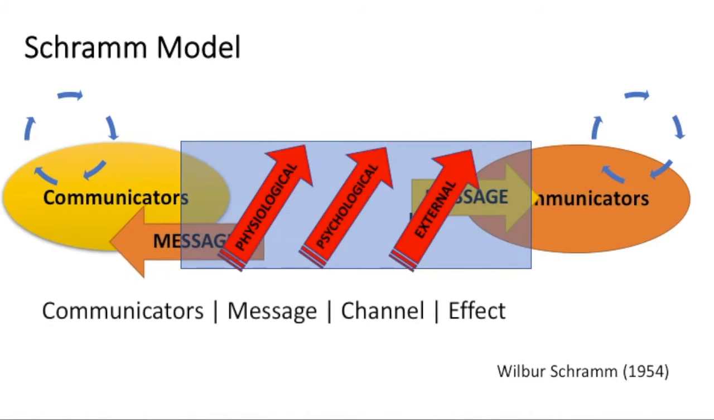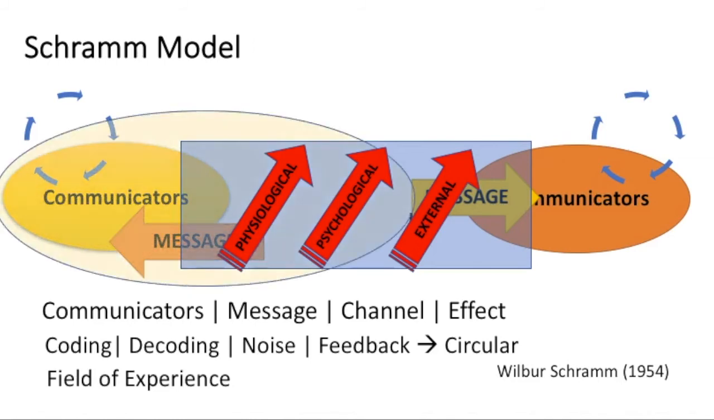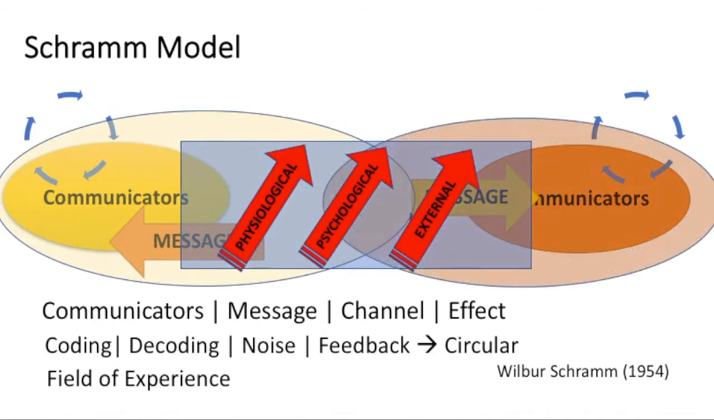So now we have the terms communicators, message, channel, and effect, along with the terms coding, decoding, noise, and feedback. But now we clearly think more in terms of circular processes. Schramm also adds the term field of experience to account for the way in which our different personal, cultural, and social backgrounds influence the way in which we code, send, receive, and decode messages. This also suggests that the more two communicators' fields of experience overlap, the smoother the communication interaction will be.